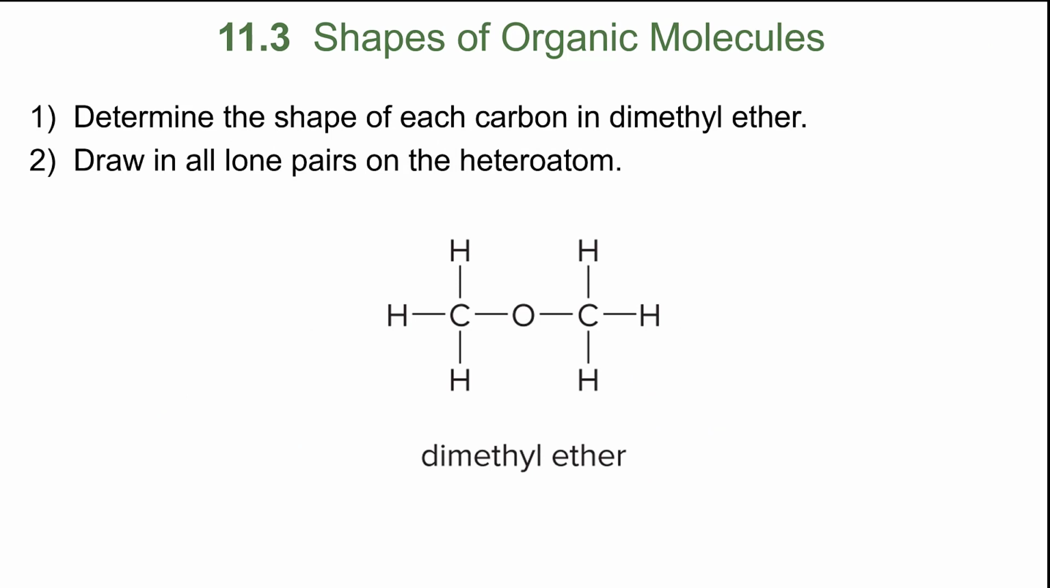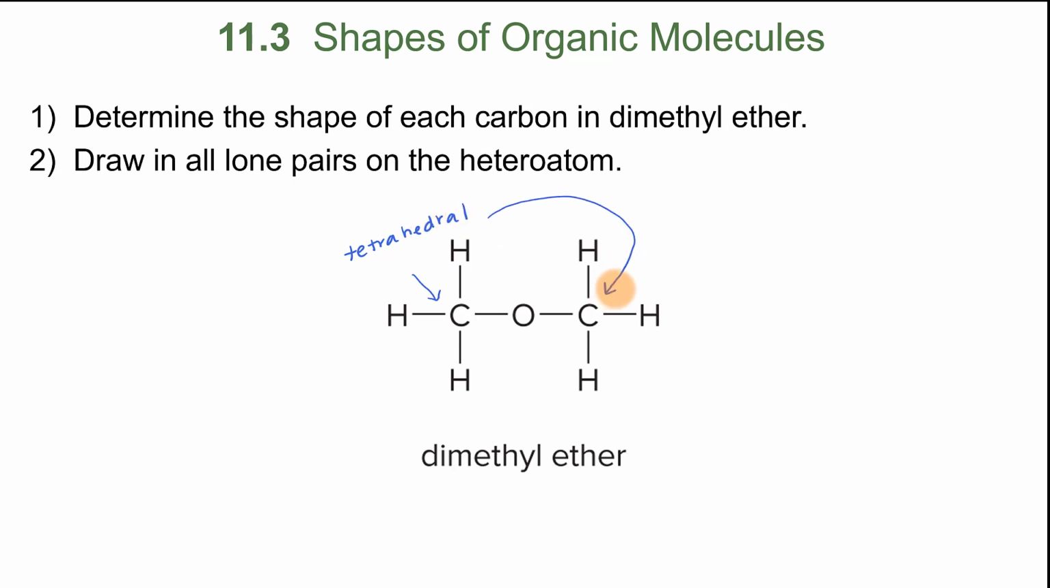We're being asked to determine the shape of each carbon in dimethyl ether. If we look at carbon, it has 4 groups, no electron lone pairs. This carbon is tetrahedral, as is the other one.